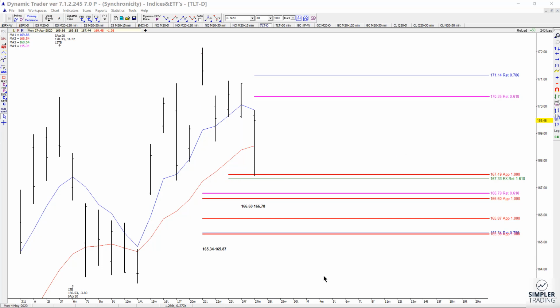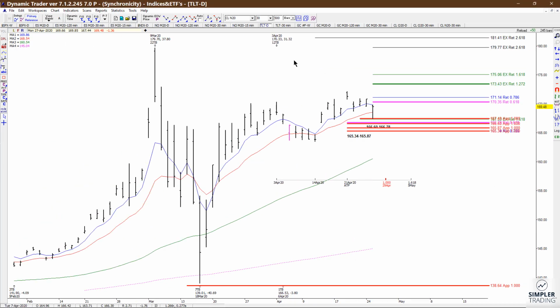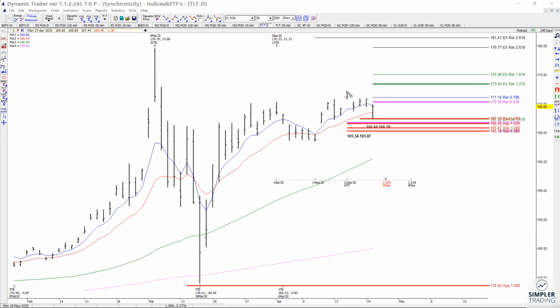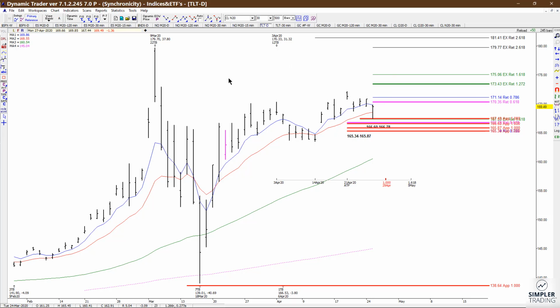And if this low is any good, the big if, your typical target is going to be the 1272 of the swing into the zone, which means target 1 is 173.43 if we continue to hold above there, and target 2 would be 175.06. However, there's something else that you always want to watch on the flip side.